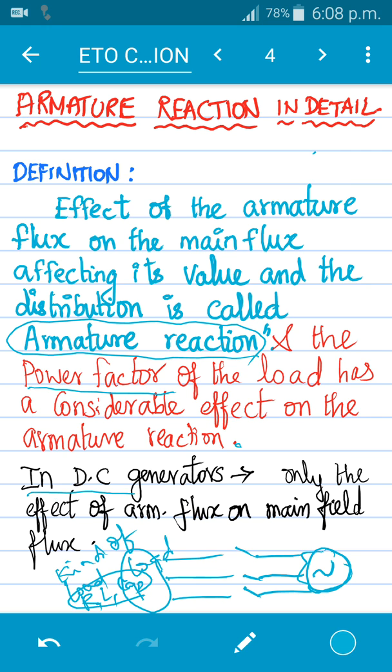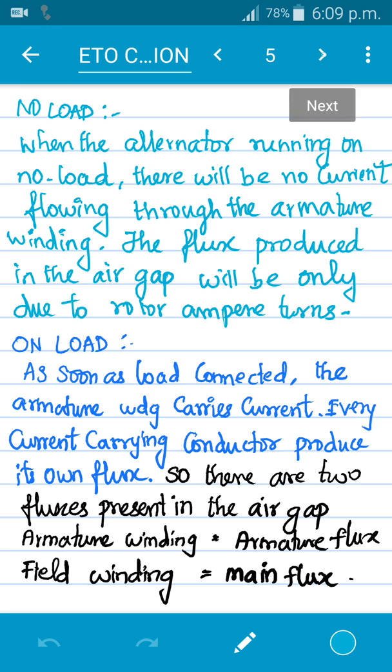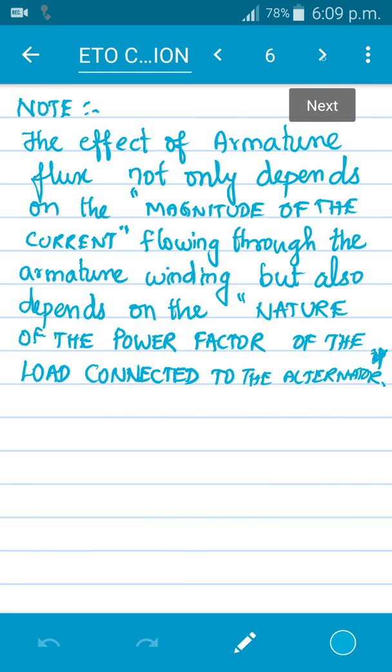In a DC generator, it is only the effects of the armature flux on the main flux, but in an AC alternator the power factor comes into the main role. So we will go step by step: the power factor, that is unity power factor, lagging power factor, leading power factor. And before going to that, to get a clear idea, we will take a practical view.